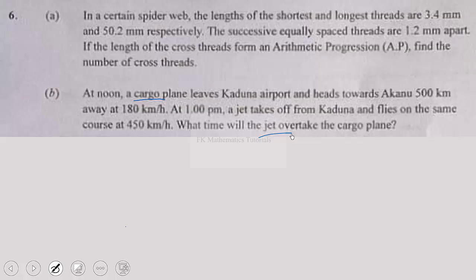So the equation, we can express it in terms of time, because we know the time for the cargo to be at 12 noon. So at 12 noon, then that of the jet is 13. So this time is going to be changing at a certain rate. We know that the speed is given by distance over time taken. So the time will be changing at the rate t is equal to d over s. So we make d the subject.